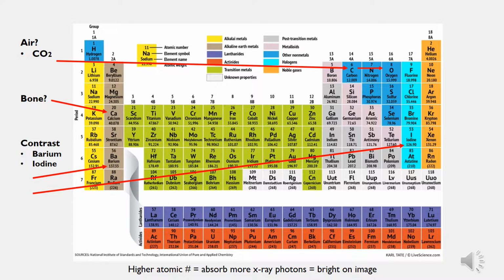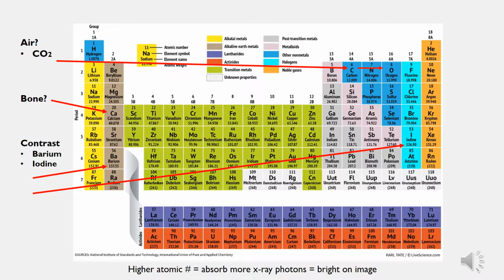So let's take a look at our periodic table here. Note that our common gas for a negative contrast agent in medical imaging is going to be CO2. So if we look at carbon and if we look at oxygen on our periodic table, we see that they have lower atomic numbers, and thus they're going to appear dark on our images. They're a negative contrast agent, they have lower atomic numbers, they're going to appear dark because more X-ray photons have the ability of penetrating through them.